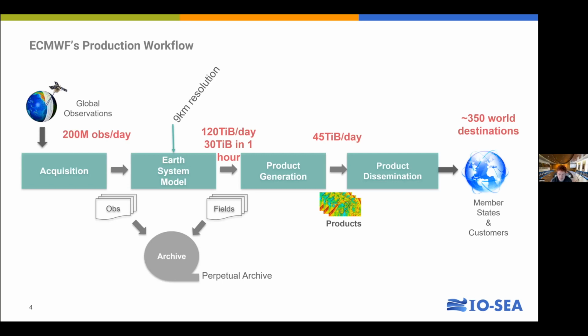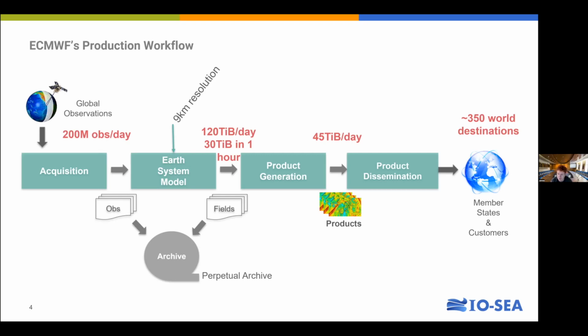The raw output from our model is fed straight into the product generation system, and this is where we take the raw data and post-process it for particular clients, particular member states' needs. So this might be regridding to different grids, cropping out certain areas. For example, Germany might want boundary conditions from Germany. This is where we would crop that region out to filter the data for them.